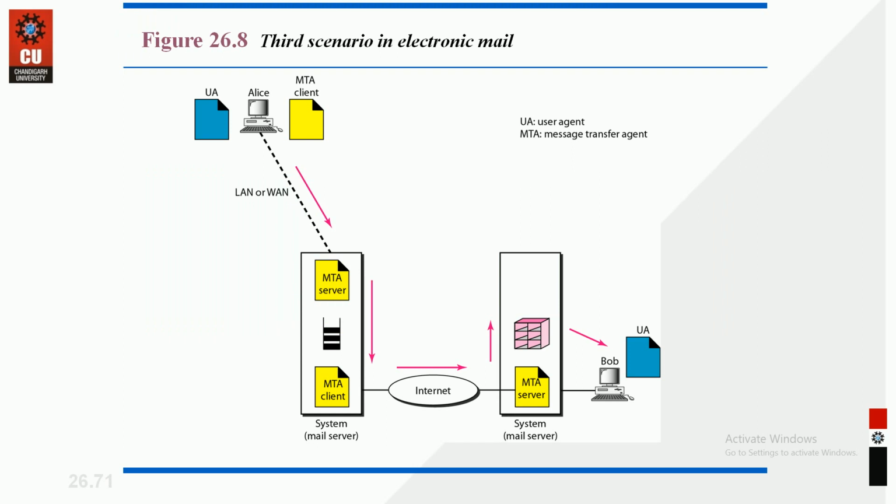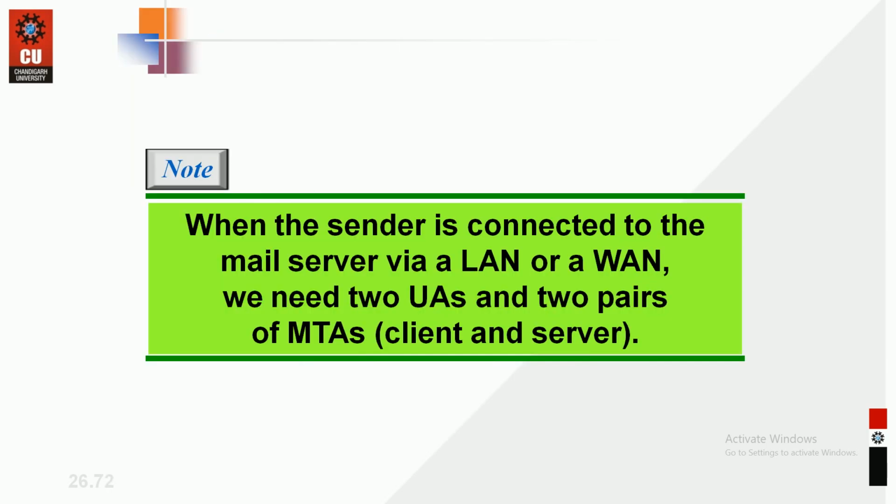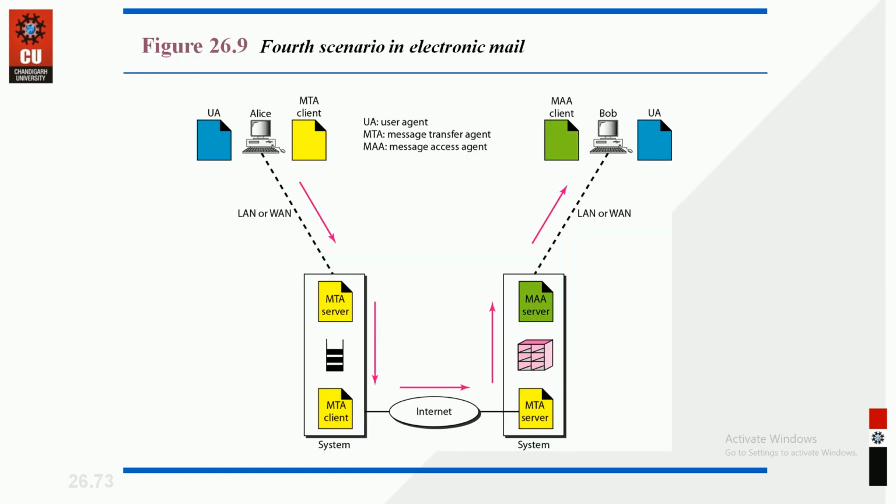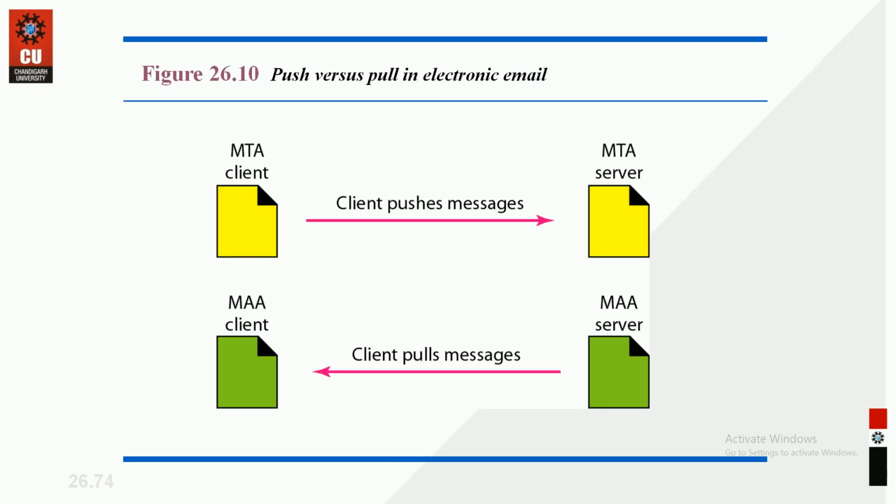Then the third scenario: when the sender is connected through the LAN to some mail server, which is connected through the internet to another mail server on which the receiver is directly connected. In that case, we need two user agents and two pairs of MTA, and this is the ideal scenario where both client and server are connected to the mail server through some LAN or WAN and the mail servers are connected through the internet, right?